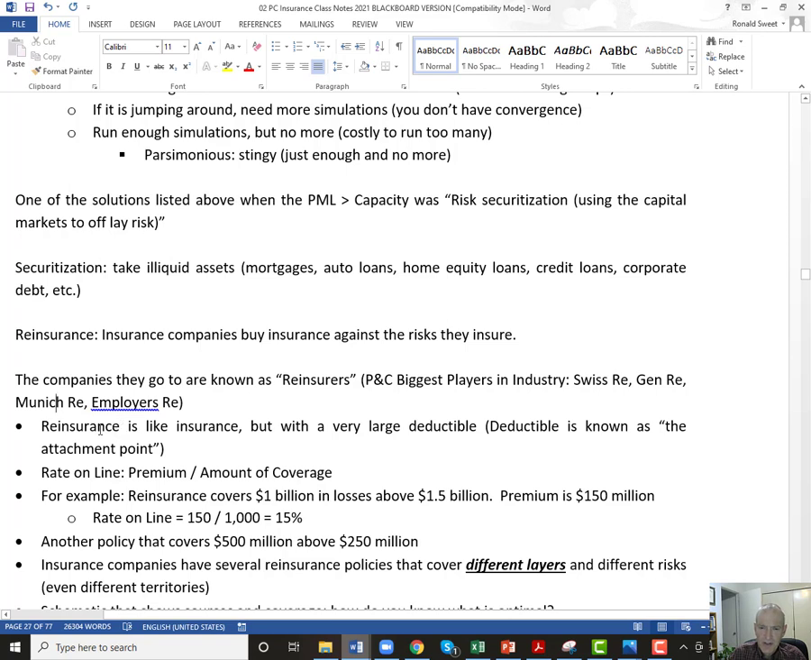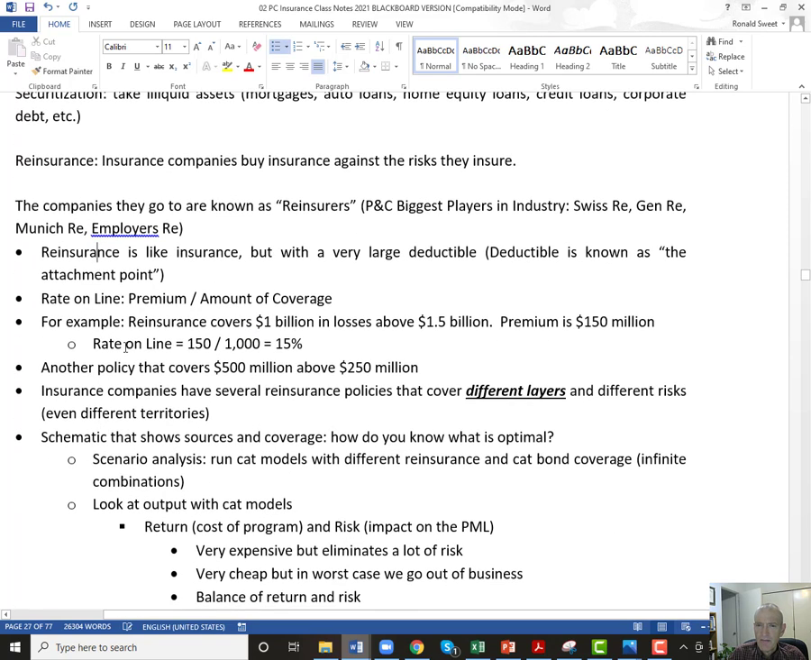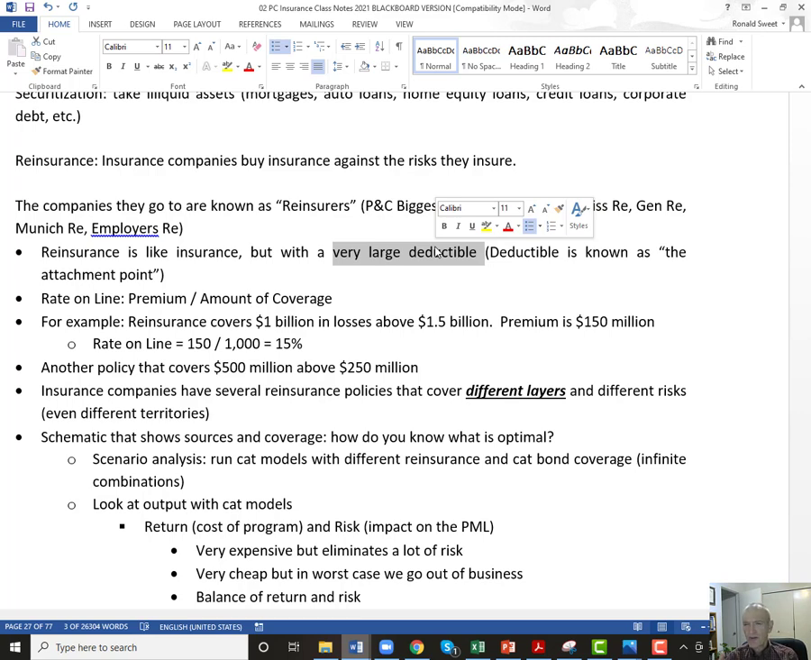So reinsurance, it is insurance, but it's insurance with a massive deductible. The deductible could be $1 billion, $2 billion, something like that. And the deductible for reinsurance is known as the attachment point. So you just have to know that attachment point. So if the attachment point is $1.5 billion, the reinsurer will only cover losses above $1.5 billion.